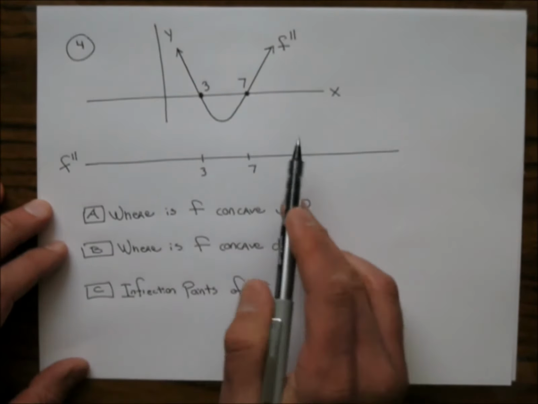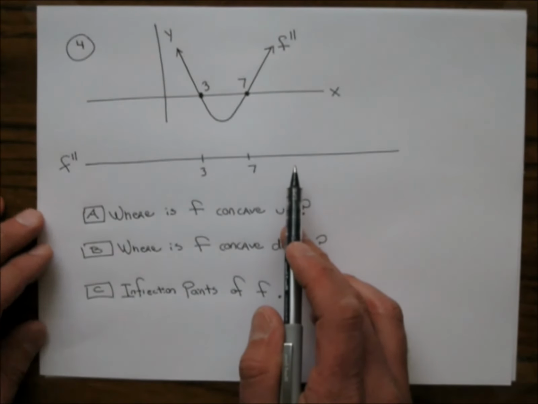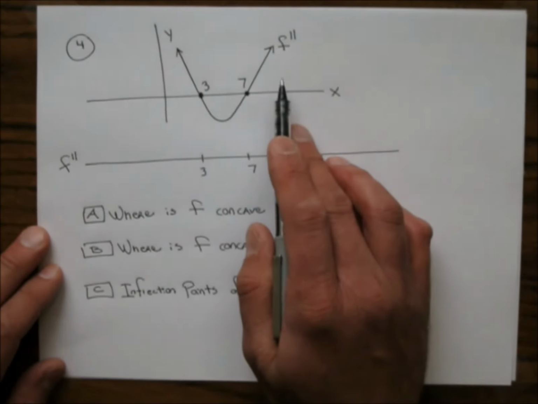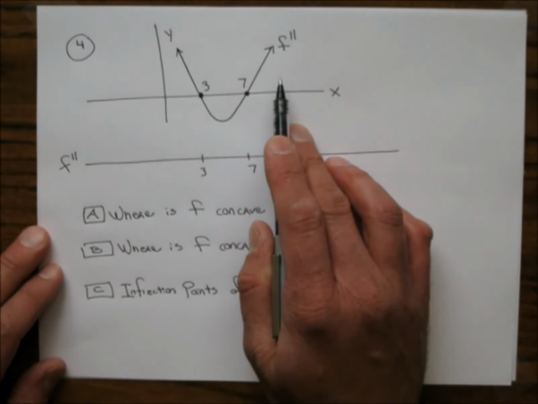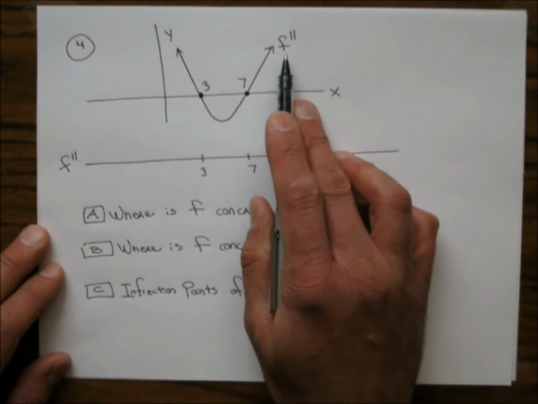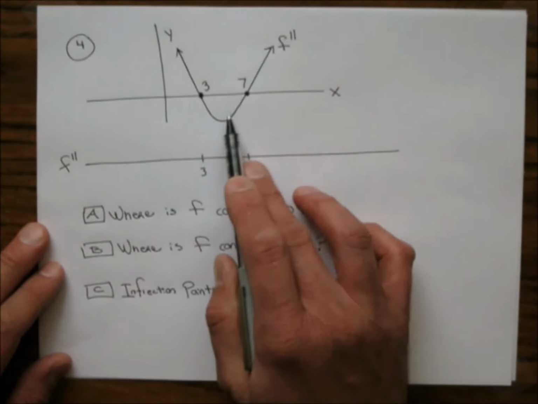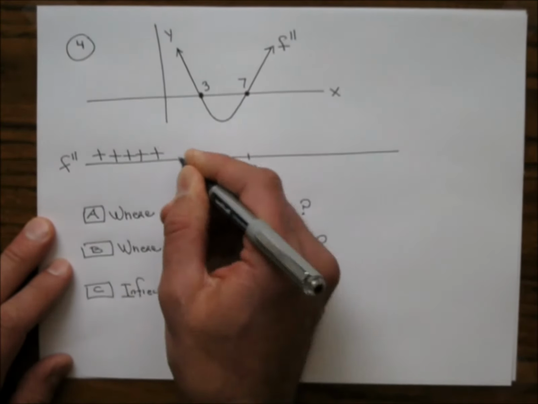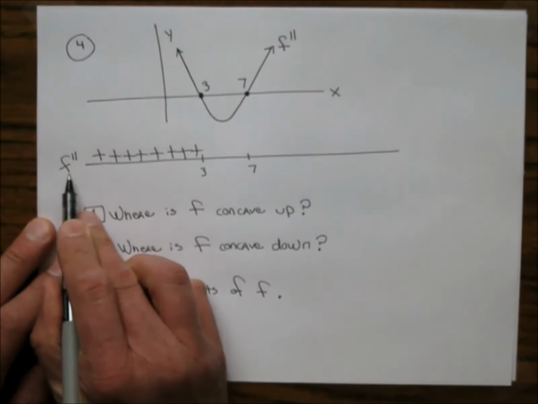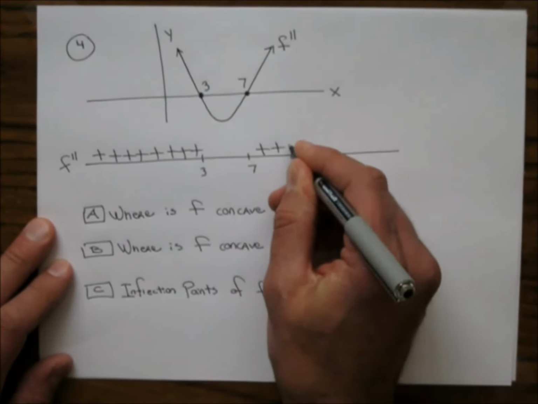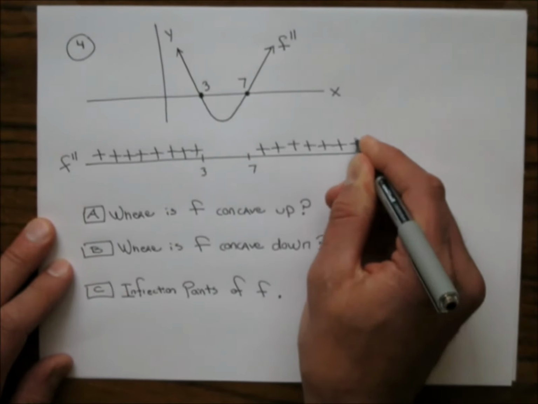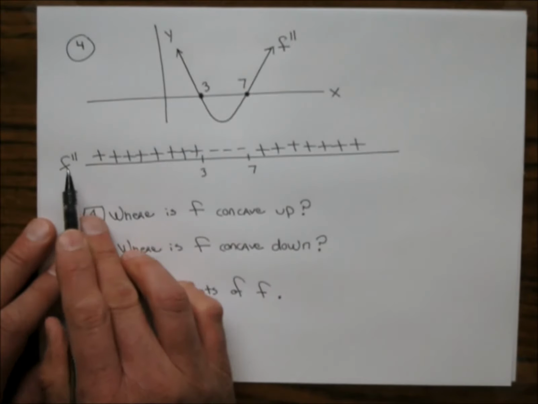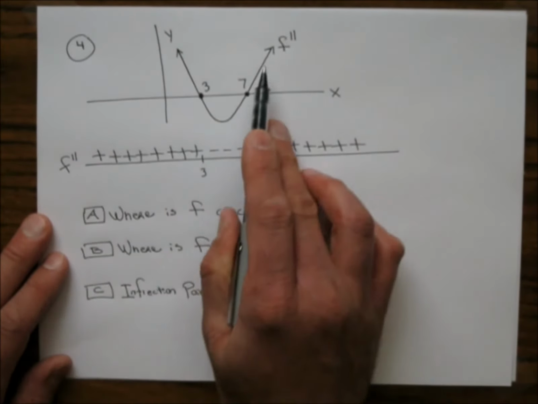The graph is concave up if the second derivative is positive, and concave down if the second derivative is negative. So this graph here of the second derivative is positive. Reminds you of the last problem, except these things are telling you different things. It's positive from negative infinity to 3 and from 7 to infinity. And it's negative between 3 and 7. Okay, that's where we have the second derivative. We get it from that graph.